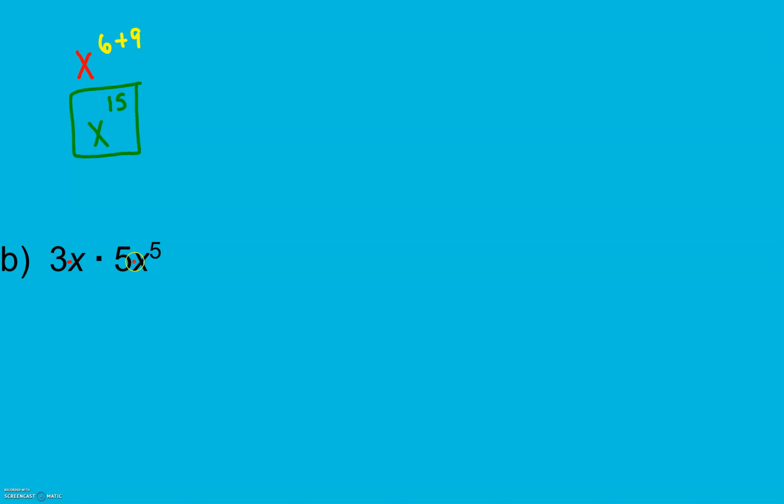Here, we can think about these all in terms of their own individual multiplication. So 3 times x times 5 times x to the 5th power. If we look here, our coefficients are 3 times 5, which is 15. My variables have the same base, x and x, so I'm going to keep that x. Remember, my exponent is a 1 if there isn't one shown. And when I'm multiplying powers with the same base, I add those exponents. So 1 plus 5, which means I'm going to get 15 times x to the 6th power.